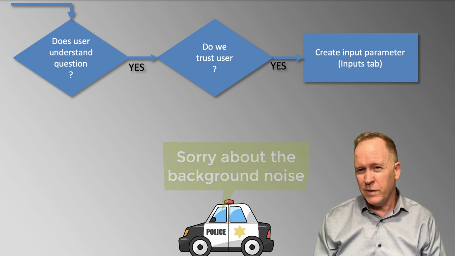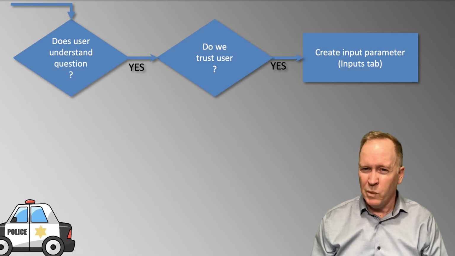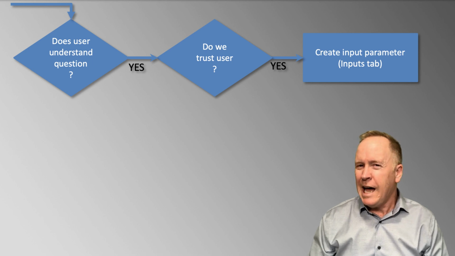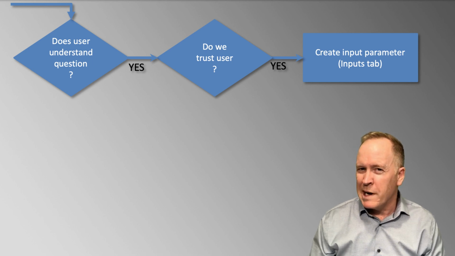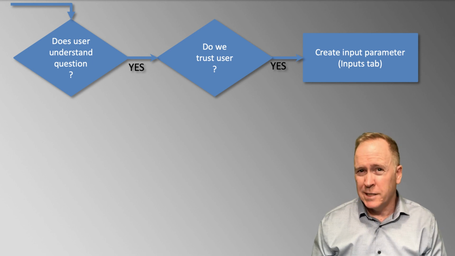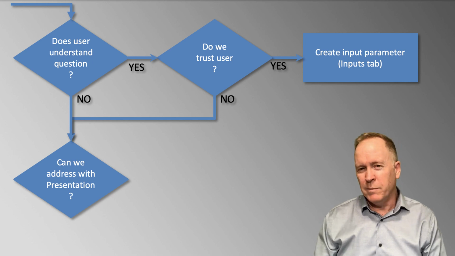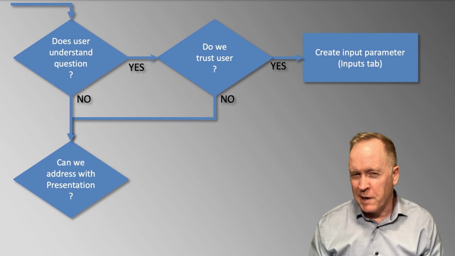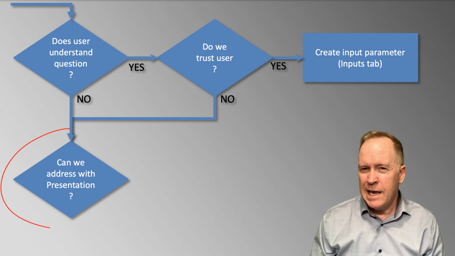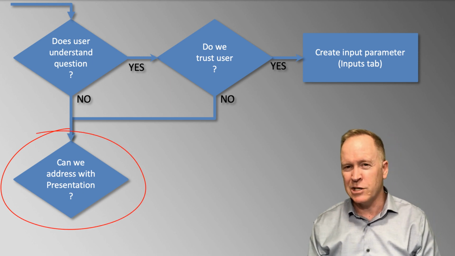On the other hand, in the previous flowchart, we said that if the answer to either of those questions was no, that we would create an attribute. But the truth of the matter is, I don't immediately jump straight to creating an attribute. Instead, I go through this thought process. If the answer to either of those questions was no, instead of just automatically creating an attribute, I'm going to ask myself, can input parameter presentation, that's the stuff that you set up by going to the Presentation tab.